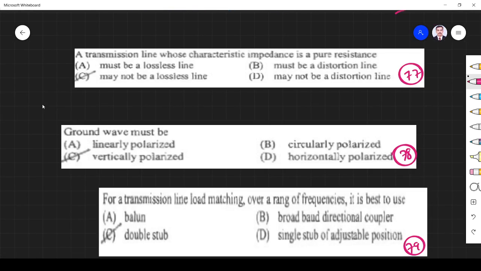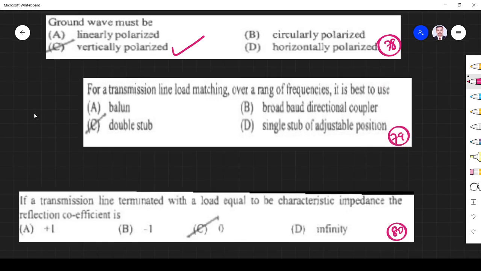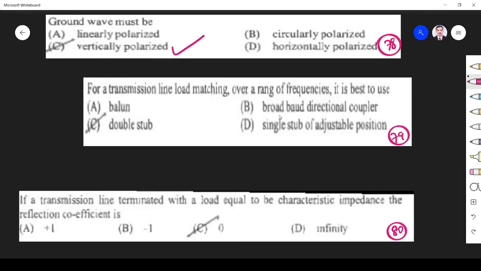Next question, a transmission line whose characteristic impedance is purely resistive, it may or may not be a lossless line. So option C is the right answer. Ground wave must be vertically polarized, this we know directly. For a transmission line, load matching over a range of frequency, it is best to use always double stub, right?